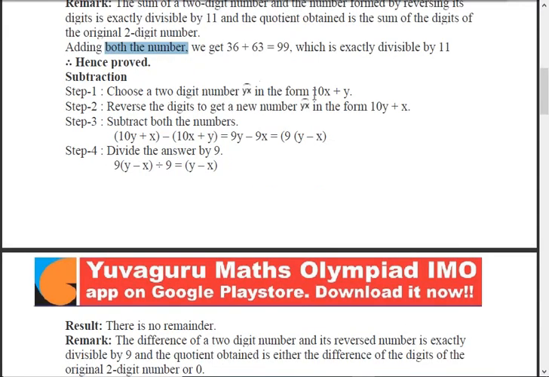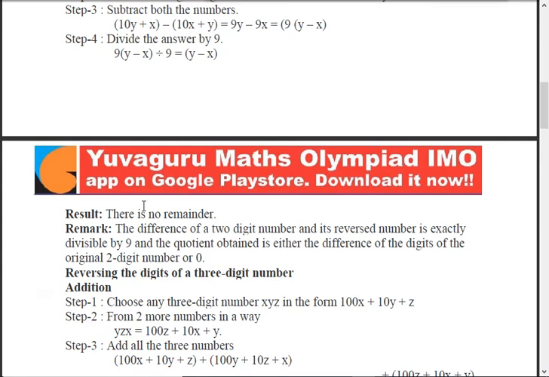Similarly, subtraction. Choose the number 10x plus y, reverse it, 10y plus x, subtract: 10y plus x minus 10x plus y. Means this minus this. You get 9y minus 9x. So 9 into y minus x. So the divisor is 9. So what do you infer from this? The difference between any two-digit number and its reversed number is exactly divisible by 9. Right, and the quotient obtained is either the difference of the digits of the original two-digit number or 0, either of these two.